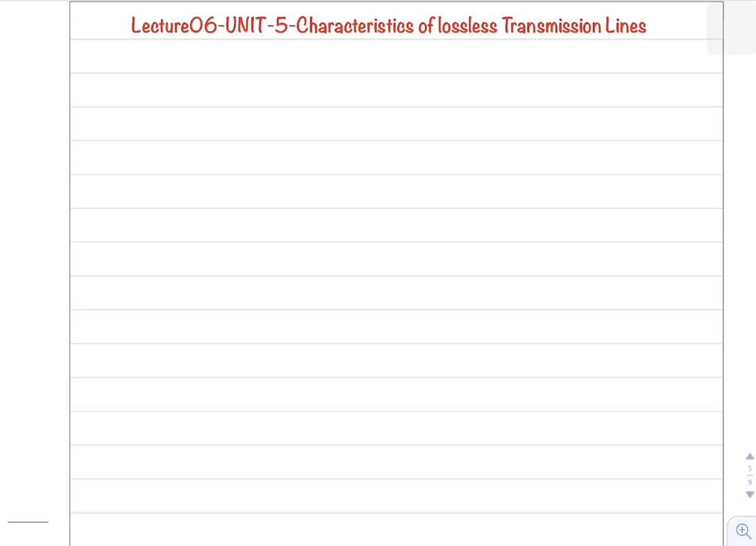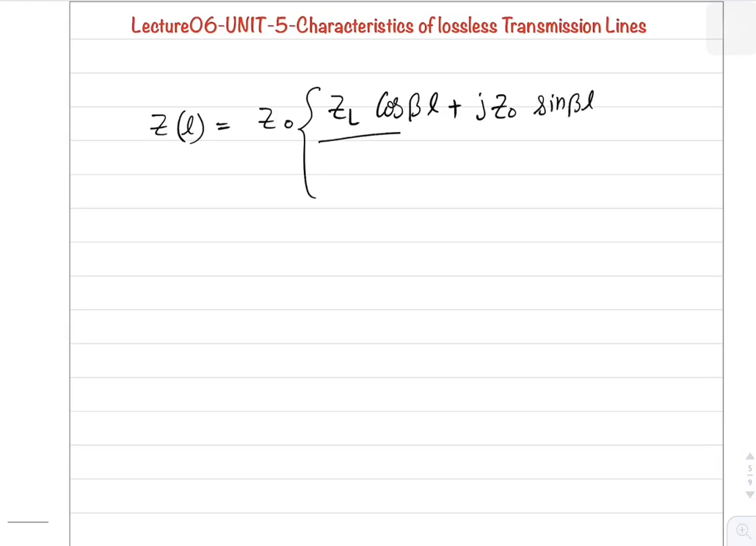For a lossless transmission line, the impedance at a distance of L from the load is given by Z of L equal to ZO, the characteristic impedance, into ZL cos beta L plus J into ZO sin beta L by ZO cos beta L plus J into ZL sin beta L. We already derived this equation in the calculation of voltage and current waveforms. And this impedance is called absolute impedance.